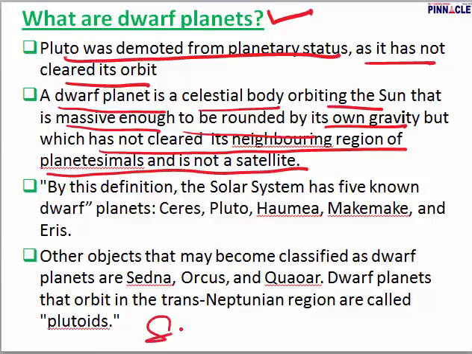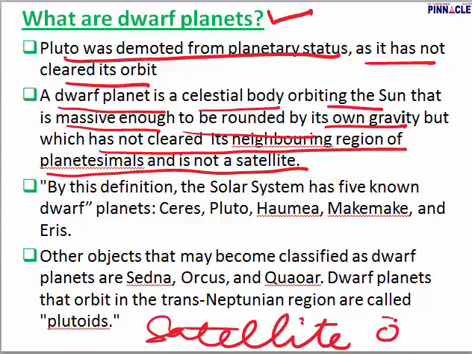Firstly, let's understand what a satellite is. A satellite is any heavenly body which is moving around a planet. The sun is in the center, the planet is moving around it, and any heavenly body which is moving around the planet itself will be known as its natural satellite.